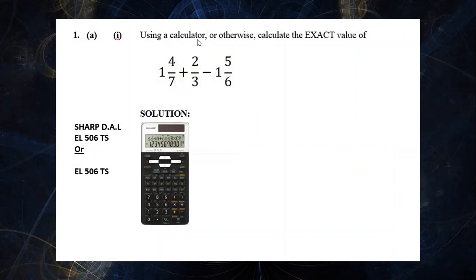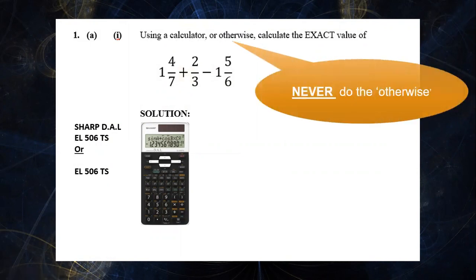So let's read it. Using a calculator or otherwise, calculate the exact value of 1 4/7 plus 2/3 minus 1 5/6. First up, never do the otherwise. The otherwise is given to give students a fair chance, but chiefly if calculator is mentioned first, do the calculator. That's generally a good idea for CSEC. Don't do the otherwise. Do what is said first. That is usually the easier option.